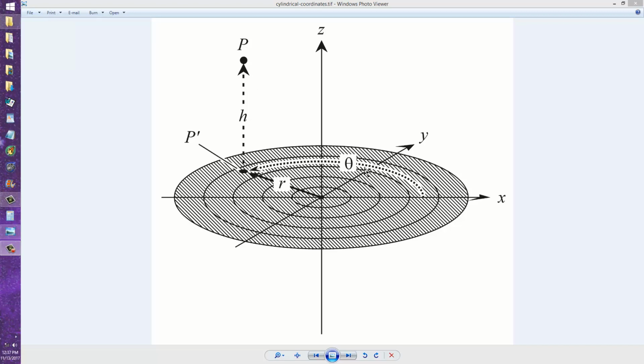Looks like theta is probably about 140 degrees. R, if each one of these circles is 1 unit, would be 1, 2, about 3.7 units out. And h, you can't really tell here, but it looks like a little more than r, maybe 4 units up, if you just want to sort of get an idea.